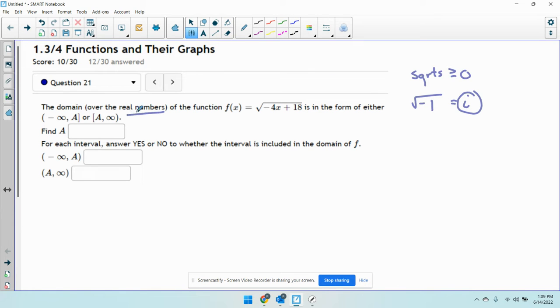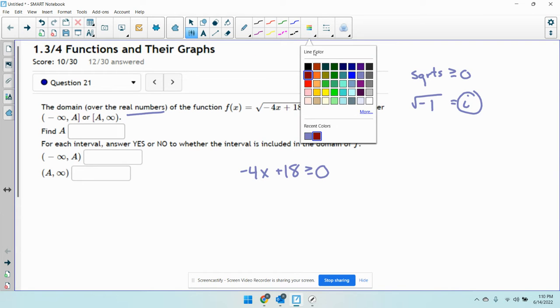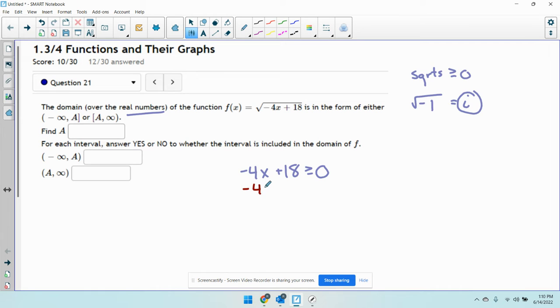So since we're talking about the real numbers, I can't have negatives inside the square root. So I have to make sure that the thing inside the square root has to be greater than or equal to 0. So the thing inside, -4x plus 18, has to be greater than or equal to 0. So now I'm just going to solve this. I subtract 18 from both sides. Divide by -4, divide by -4. Remember, when you divide by a negative, when solving an inequality, you have to flip the sign.